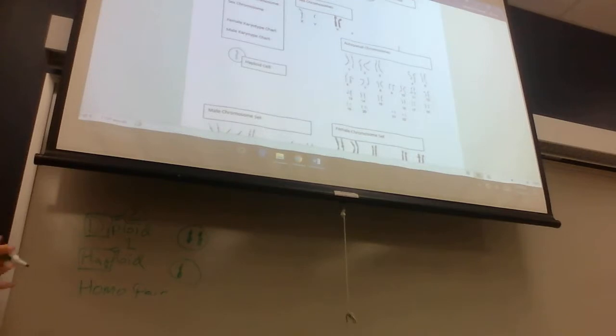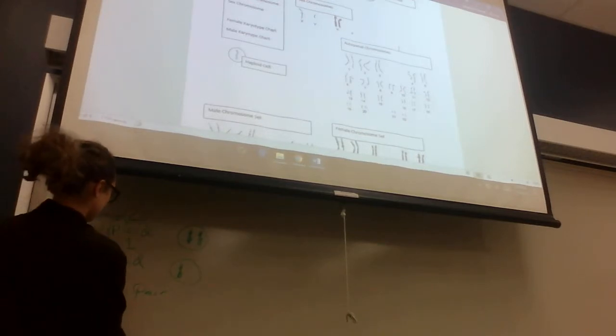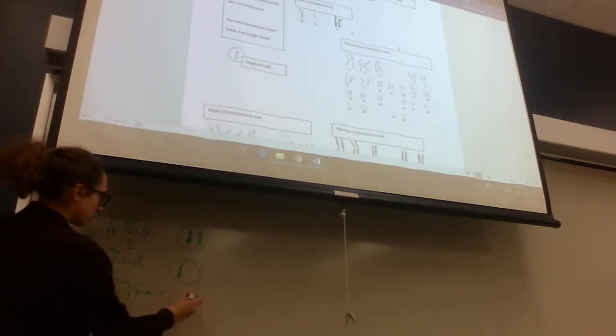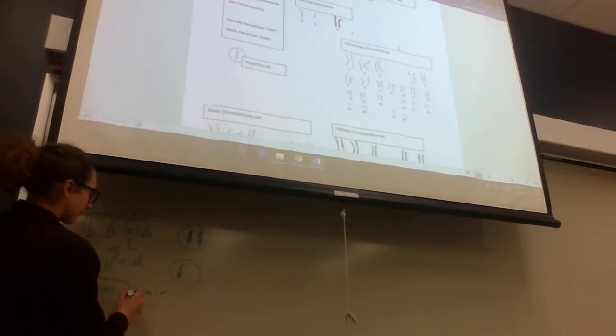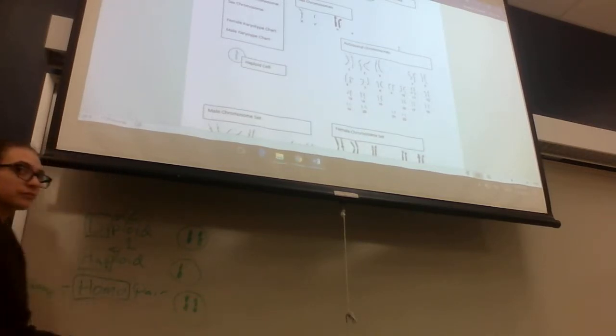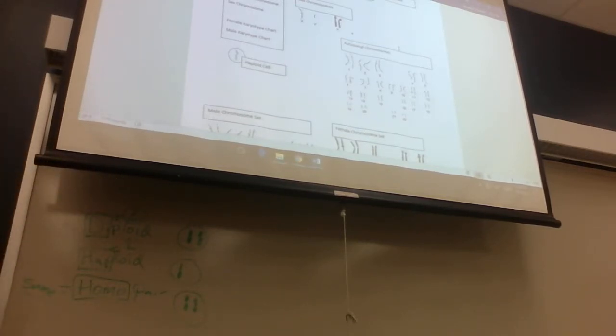Okay, and then a homologous pair, or homo. Homo means same. So a homologous pair is a pair of chromosomes that are the same. It doesn't matter if it has 4 or 6, they just have to be the same. Typically, you usually have a pair. But yeah, they're just the same. I don't know how to say it.